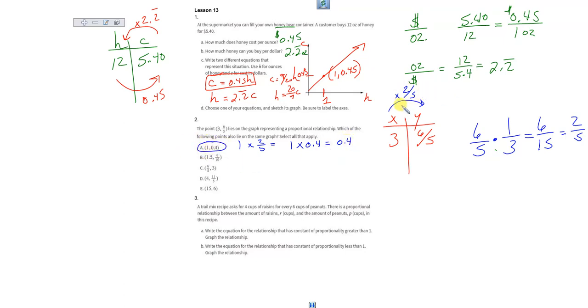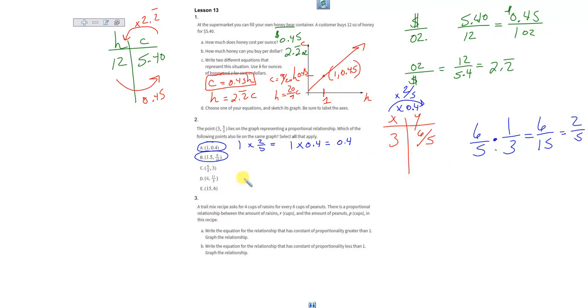If you don't like 2/5, you can change that to 0.4 because it's the same thing. Maybe that'll be easier for those that don't have the calculator with fractions. So 1.5 times 0.4, that's 0.6, which is the same as 6/10. So I like that one. That one's going to be on there. That would fit in my graph.